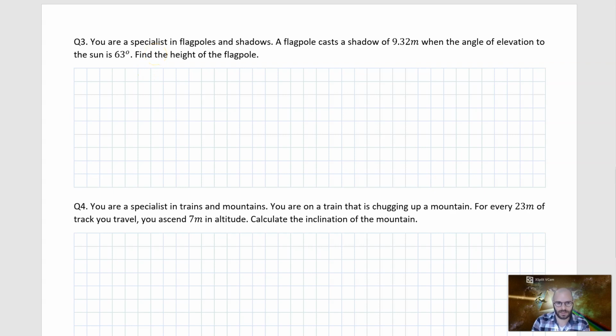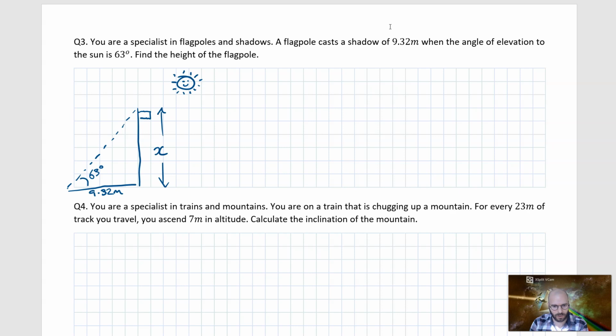So what we've got here is a flagpole, and there's a little flag on top. The sun is going to cast a shadow that will go down like so, and the angle of elevation is 63 degrees. The shadow itself is 9.32 meters in length. The question asks, what is the height of the flagpole? In this case, we'll denote the height of the flagpole to be x.